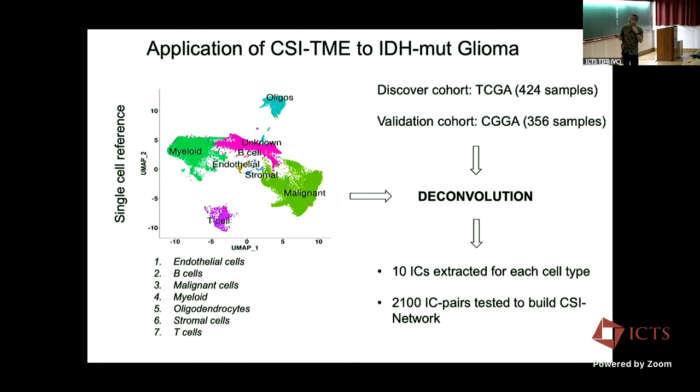As simple as that. Okay, so we apply it to, like I said, IDH mutant glioma, and we chose to use 10 independent components per cell type. So that's our guess. We have reasons to choose that number, but that's kind of a maximum of 10 cell states per cell type. And these are the total number of pairs that we test.